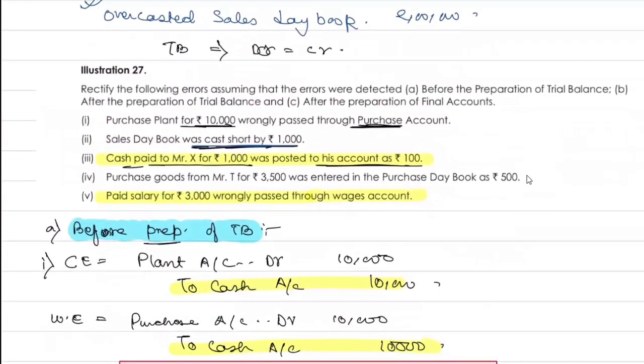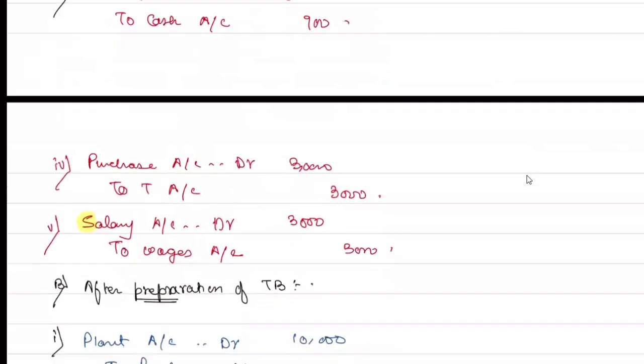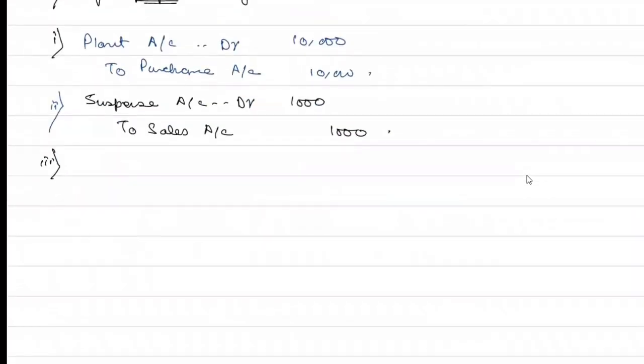Third point, cash paid to Mr. X of 1000 was posted to his account as 100. It is after preparation of trial balance. X अकाउंट को डेबिट करना होगा. करेक्ट. सो X अकाउंट डेबिट टू सस्पेंस.